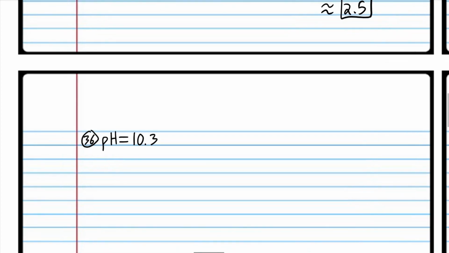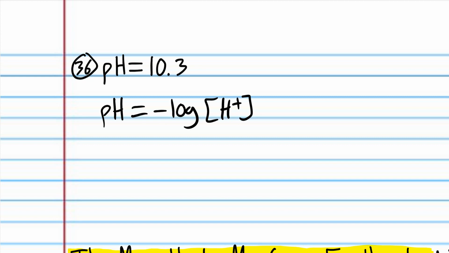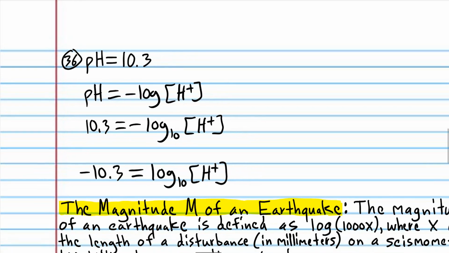Try number 36. When you come back, we'll do it together. Okay, we're back. The pH is defined as this expression here. We know the pH is 10.3, and we know the base is 10, because if there is no base written, that assumes that it's 10. We're going to multiply both sides by -1, putting the negative on the other side of the equation because we have to isolate the logarithm. So now the logarithm is isolated. It's by itself on one side of the equation.